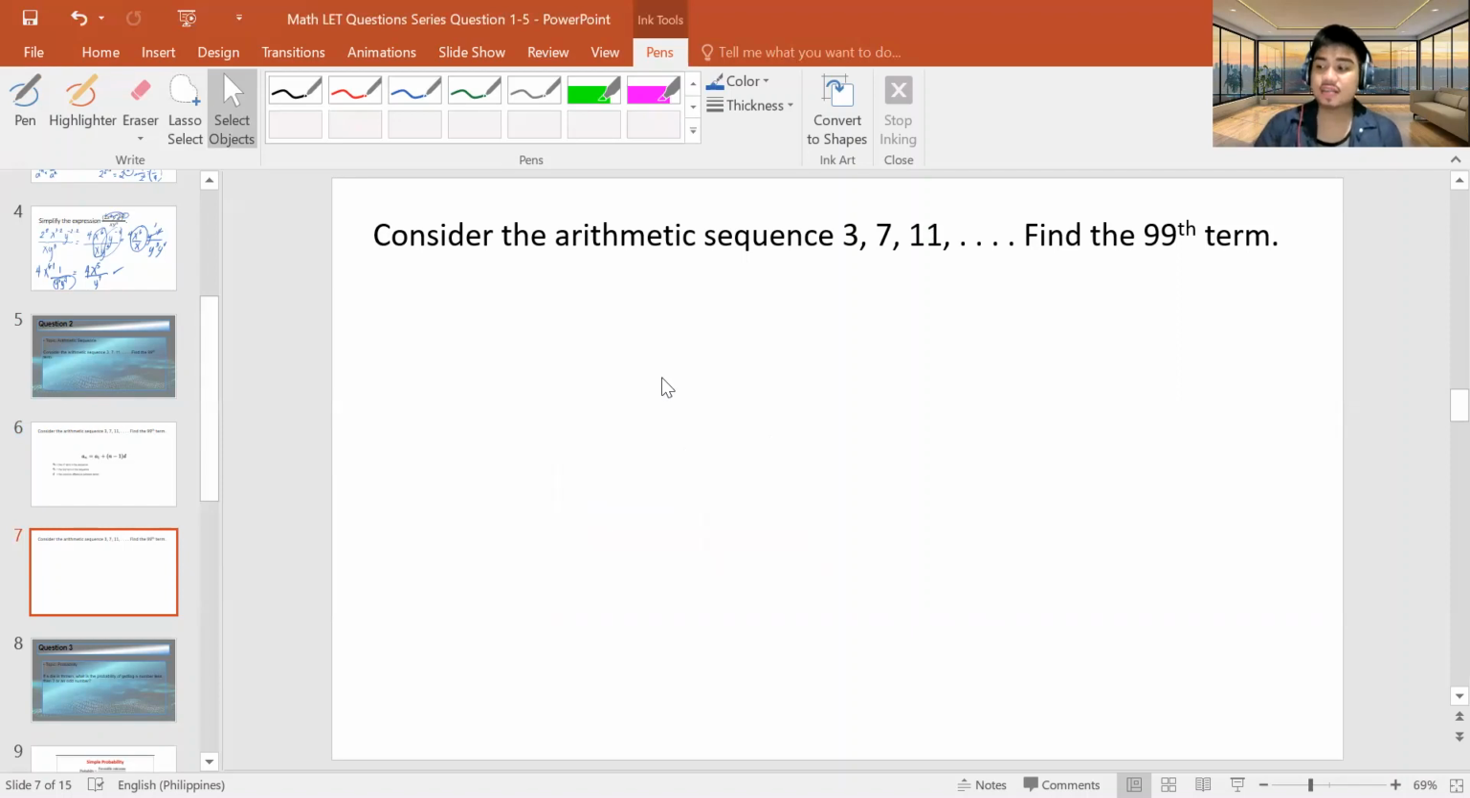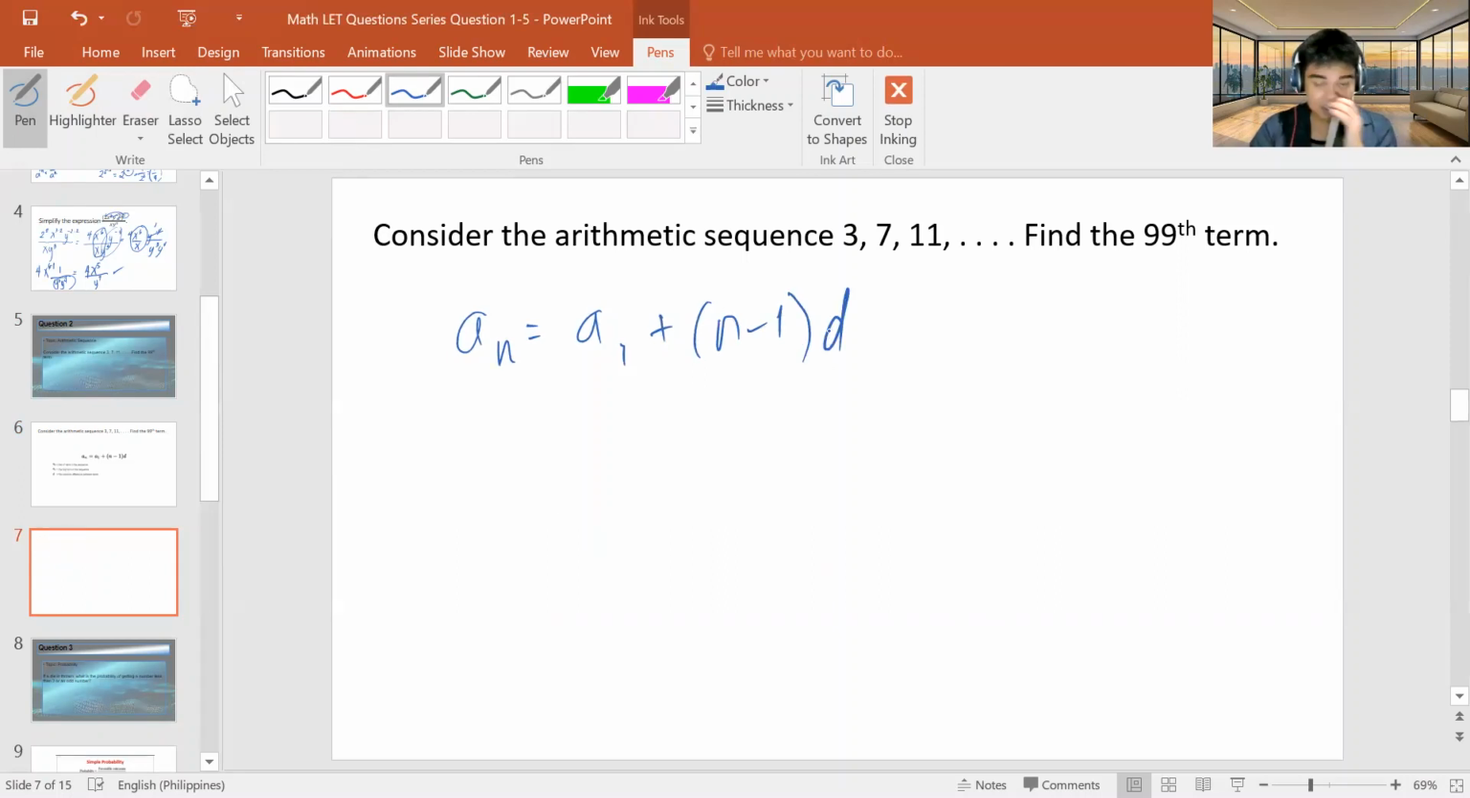Let's rewrite our formula. We have a sub n is equal to a sub 1 plus n minus 1 times d. So, in our given, we have 3, 7, 11. We can notice that we already have a sub 1, which is 3, because a sub 1 is the first term. Next, we need to know the common difference. The common difference is the difference of consecutive terms.